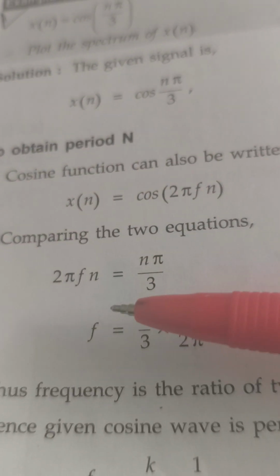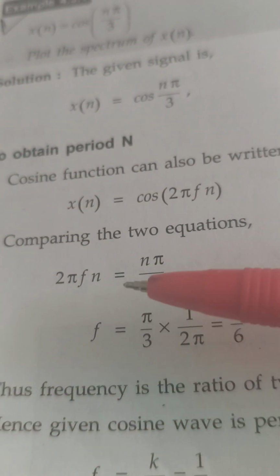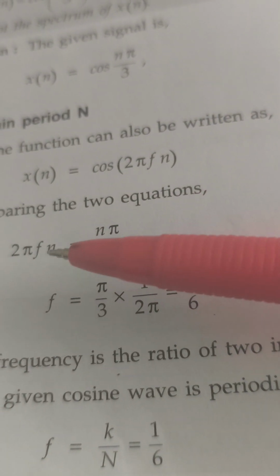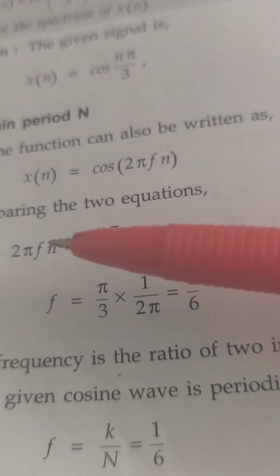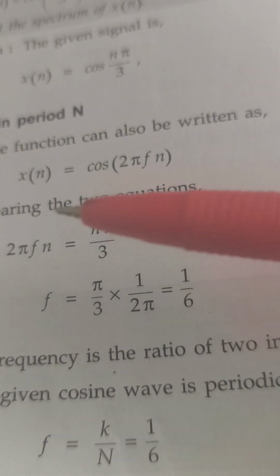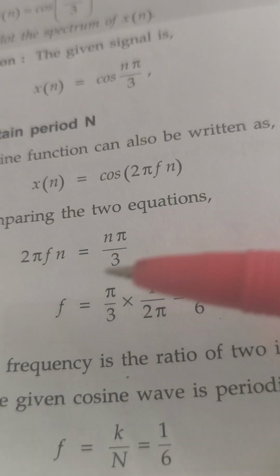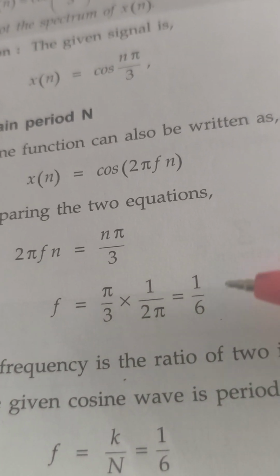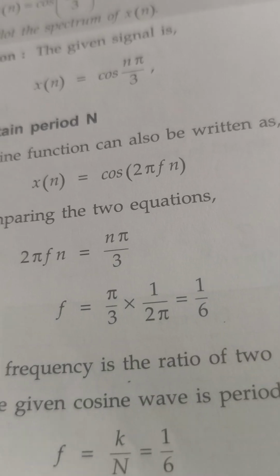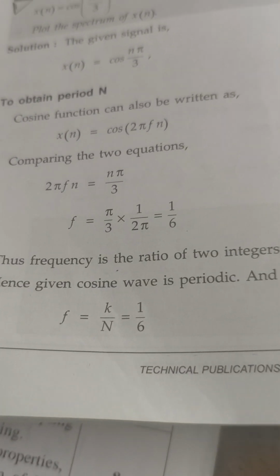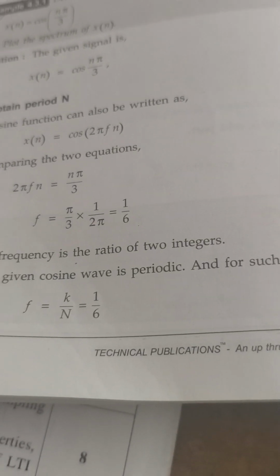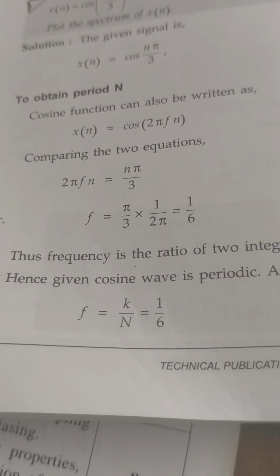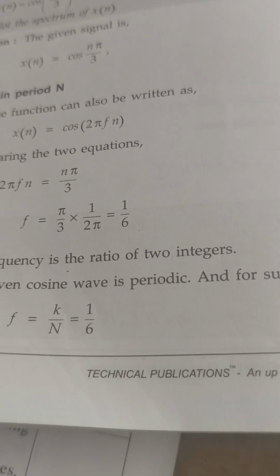Therefore, n gets cancelled. We are left with 2 pi f equal to pi by 3. Therefore f equal to pi by 3 into 1 by 2 pi, which is equal to 1 by 6. So f is equal to 1 by 6. Thus the frequency is the ratio of two integers. Hence the given cosine wave is periodic.